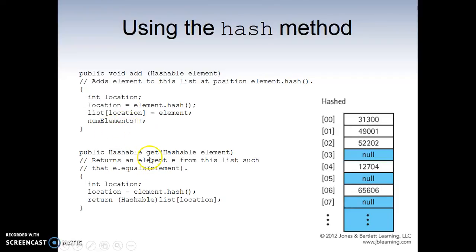And when we get, we just pass the element in and call the same hash function. Because the element itself has its own hash function, it's going to return the same location back. You may see this only costs 1 to add and 1 to get for big O.